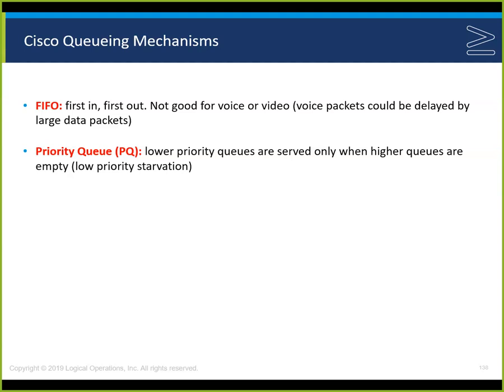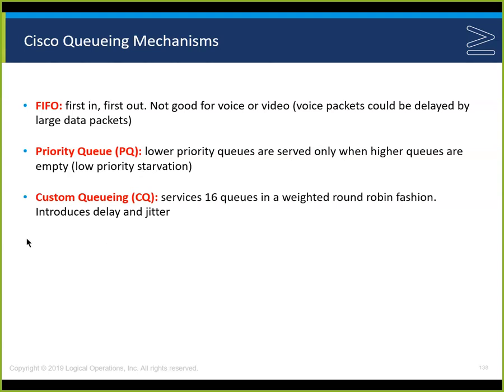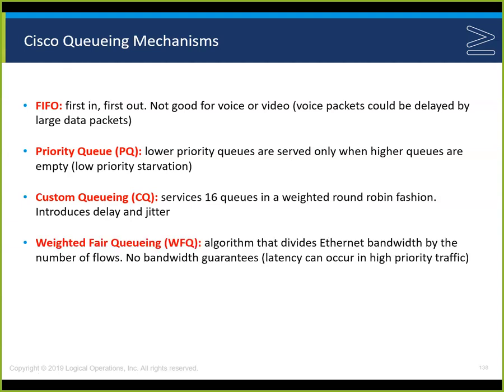This is one that we could actually wipe out the lower priority queues, at least for a certain amount of time, because we can get low priority starvation. The high priorities are using everything. Custom queuing services 16 queues in a weighted round robin fashion, introduces delay and jitter, so that each of these is going to have its own issues, as you might guess. There is no perfect one. A perfect one would be that we would have sufficient bandwidth.